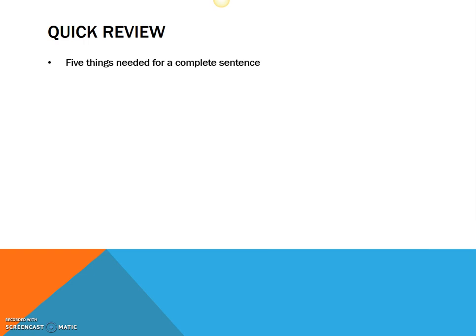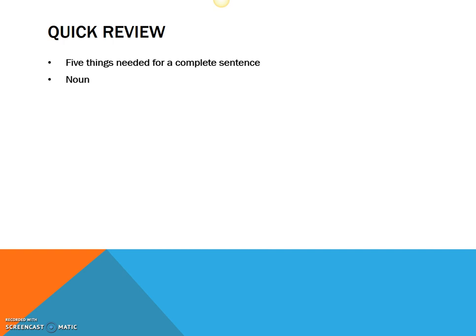The 5 things that are needed: every time you need to have a capital letter at the beginning. You need to have end punctuation, a period, an exclamation point, or a question mark. You need to have a subject. You need to have a verb, and it needs to make sense. Hopefully, you came up with the same 5.